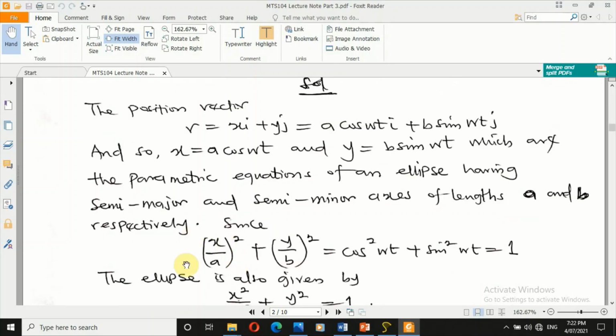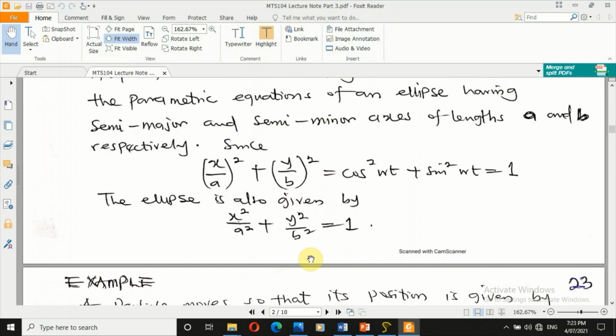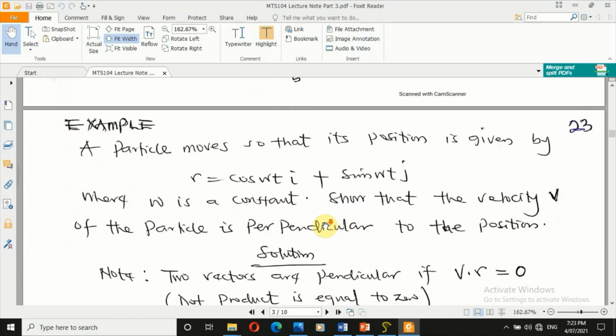Now look at the equation I was talking about. This is an equation of an ellipse: x squared over a squared plus y squared over b squared. In this case, the ellipse is horizontal and the major axis is a, because a is greater than b. If you put in x and y and square them, you have cos squared omega t plus sin squared omega t, which gives you 1. Do you know? It's true. It's very simple. So the ellipse is also given by this. Now let's go to the next question, page 23.